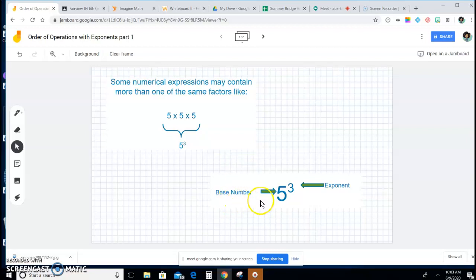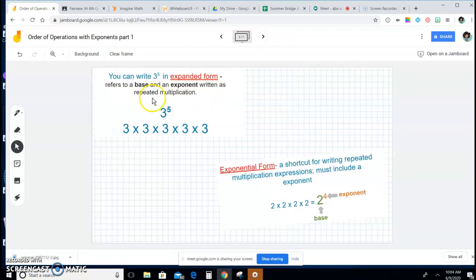With an exponent, your base number is this whole number right here, and your exponent tells how many times this number has been multiplied by itself. So you can write 3 to the 5th power in expanded form, which refers to a base and an exponent written as repeated multiplication. So 3 to the 5th power is 3 times 3 times 3 times 3 times 3. So you can write it in exponential form, or you can write it in expanded form.